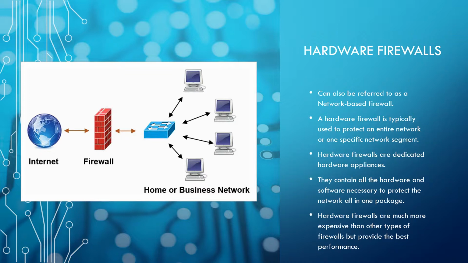These type of firewalls contain all the hardware and software necessary to protect the network all in one package, whether it's a Cisco ASA or one of the Barracuda devices. It's something that you get out of the box, you put in the rack, you configure it, hook your network up to it, and it should be good to go. Hardware firewalls are much more expensive than other types of firewalls, but they provide the best performance. This is because a firewall is not installed on each individual computer on the network. It's held in front of the network and does all of its resource filtering before it even reaches our computers. So we don't even know it's there, but it's protecting us at all times.